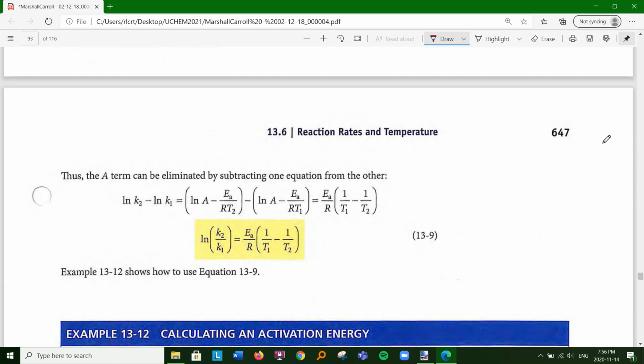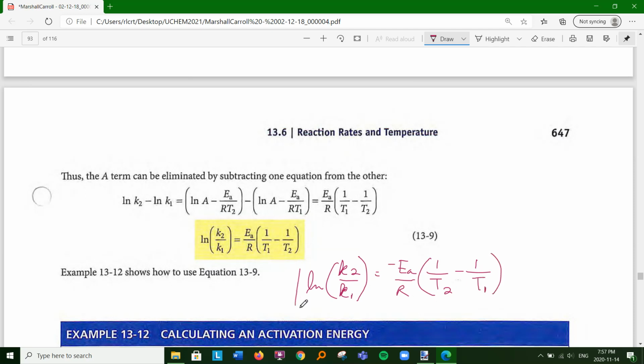So you look at two points, point 1, k1 and T1, and then k2 and T2. If you do the math, you just subtract ln k2 minus ln k1. Now, I like to write it like this because that's how most people write it. I don't know why this book thinks you guys are scared of negative signs. But ln of k2 over k1 is minus EA over R times 1 over T2 minus 1 over T1. That is the more common way to write the two-point form of the Arrhenius equation.